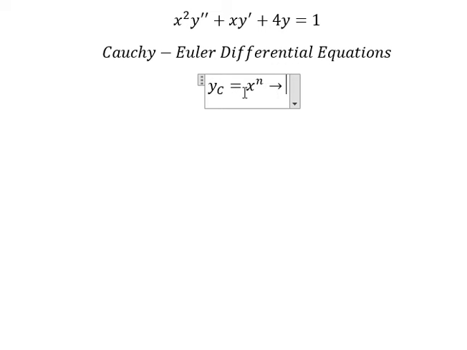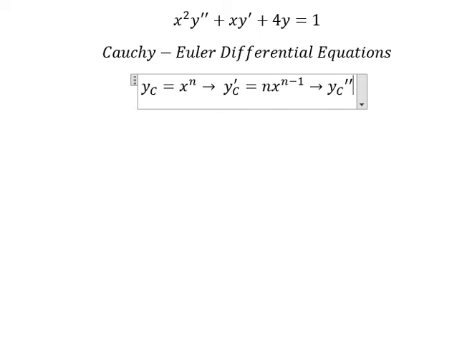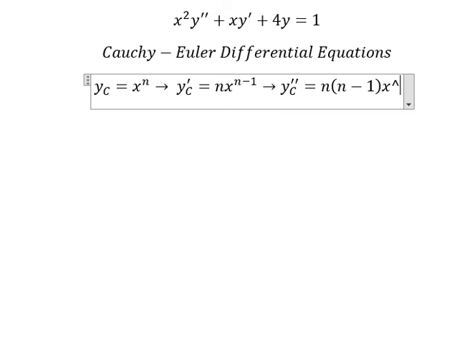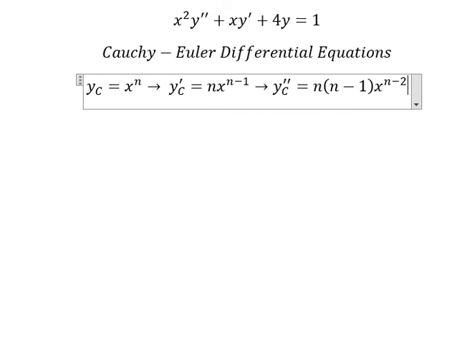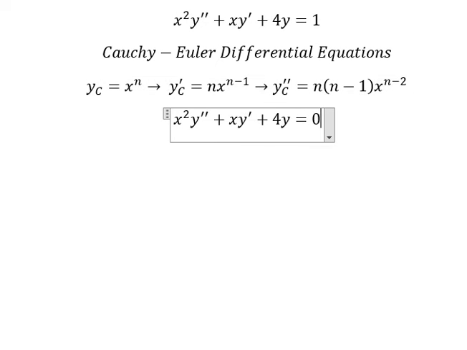Now if we do first the derivative of this one, we have n s to the power of n minus 1, and if we do second derivative of this one, we have n multiplied by n minus 1 s to the power of n minus 2. Now, because this is about complementary solution, this one equals 0.